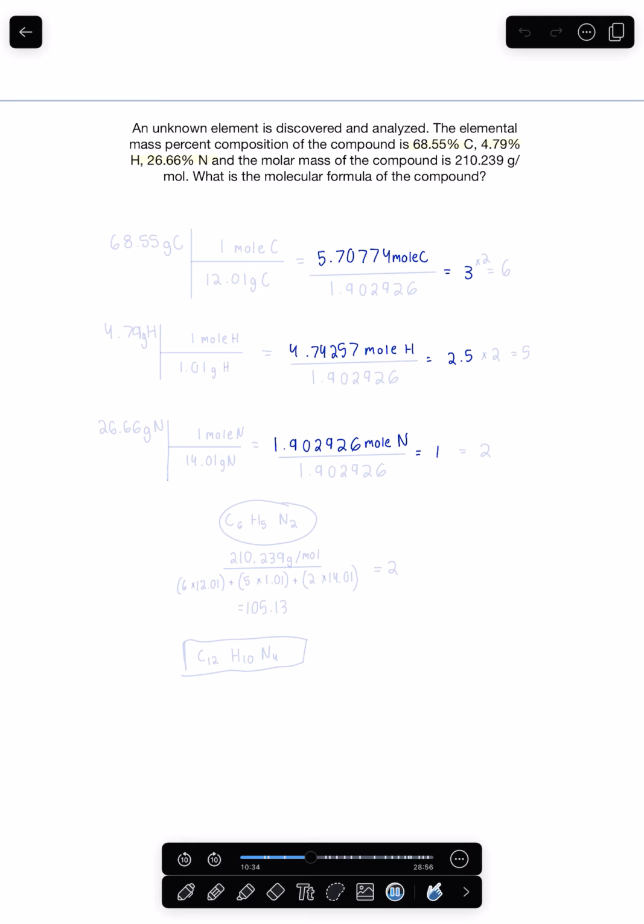So first, I'm going to calculate the empirical formula. And to do this, we have to turn all of these percentages into moles. So starting with carbon, I'm going to treat the 68.55% as if it was in grams. And I'm going to continue to just write these all down here.